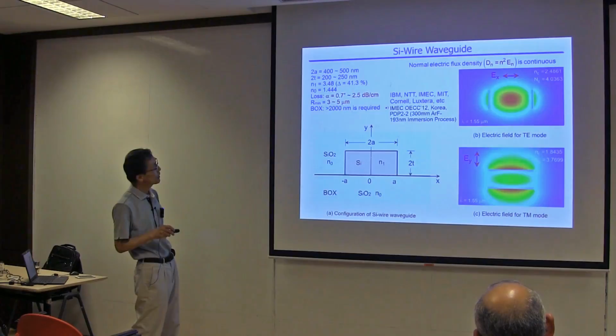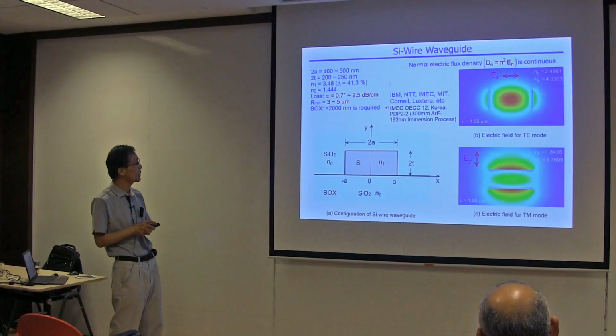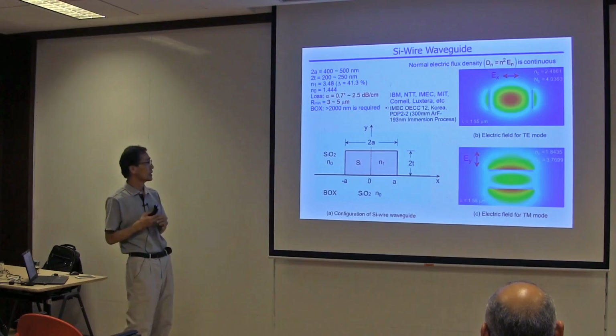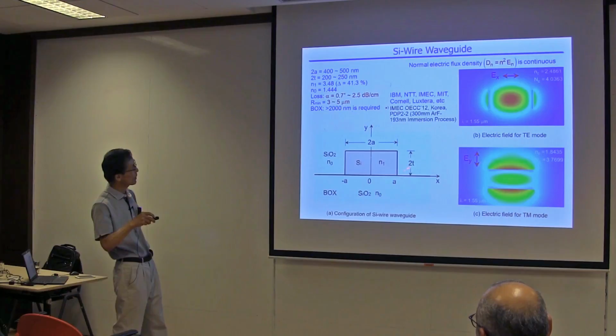Okay. And I will briefly describe that there are mainly three kinds of waveguides in silicon photonics. One is the so-called silicon wire. The starting material is SOI, silicon on insulator substrate, which is, of course, commercially available. And people use a photomask and etch down the other region, completely etching down to the buried oxide region.